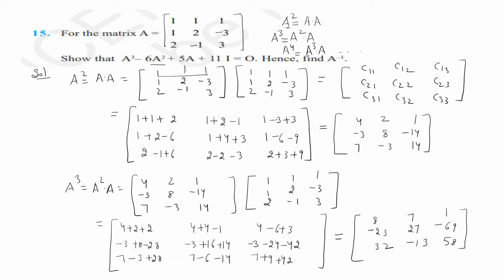So this is your A square and this is your A cube. All the values are there, and A is already with us. Now I will put these in this expression and then prove that the result is a null matrix, which is represented by O here.